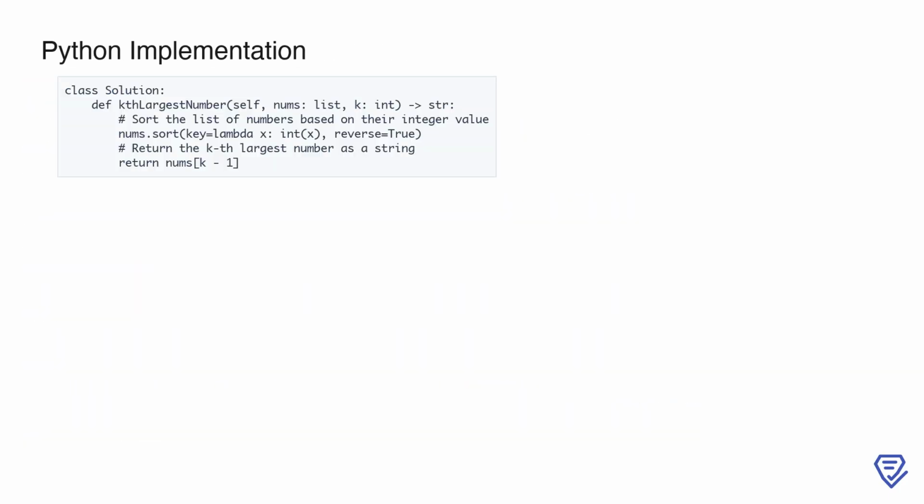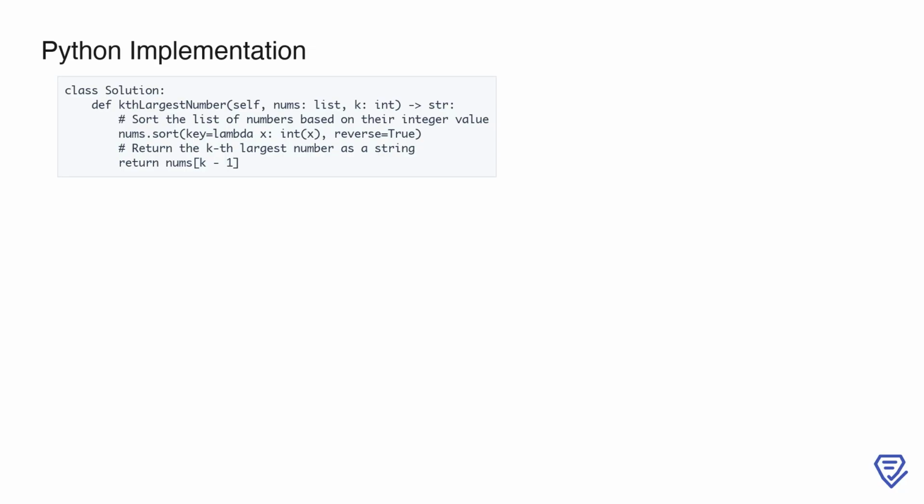This implementation solves the problem of finding the kth largest integer in an array where the numbers are provided as strings. The function kthLargestNumber accepts two inputs, nums, a list of strings representing integers, and k, the index of the largest number we want to retrieve.